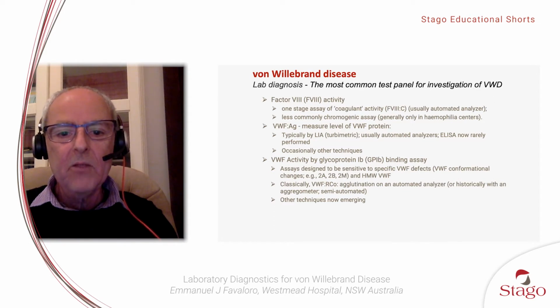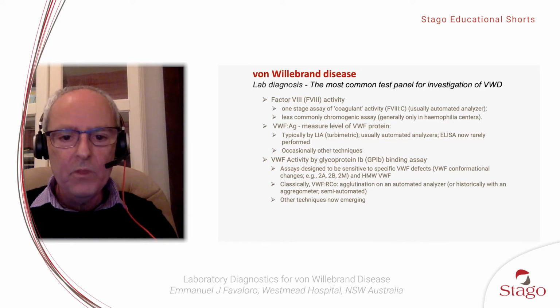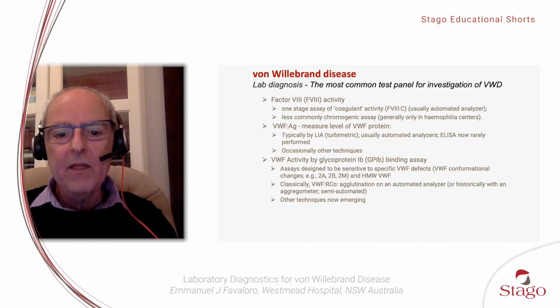The other assay that most laboratories use is a VWF antigen assay, which measures the level of von Willebrand factor protein. This assay measures both functional and non-functional VWF. Typically performed by turbidimetric methods, latex immunoassays or equivalents, usually on automated analyzers. It used to be performed by ELISA, but ELISA is now rarely performed, and occasionally performed using other techniques, for example, a clear methodology, which I'll talk about as well.